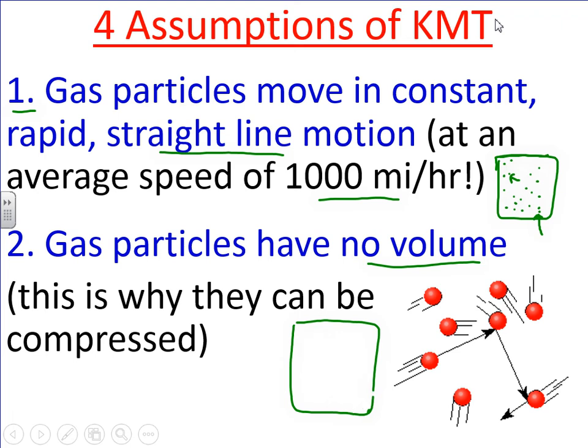That tiny amount that the gas particles are taking up is insignificant compared to the volume of the whole container. So if the volume of the whole container is 10 liters, maybe a tiny, tiny fraction of it is the gas particles. So we can say that gas particles have no volume. That's what this means. And this is why gases can be compressed. They can be compressed to very, very small volumes, or very big volumes as well. This is why they can get compressed.